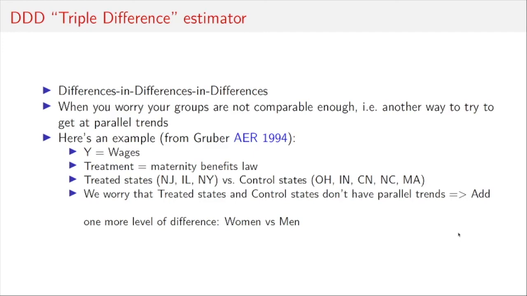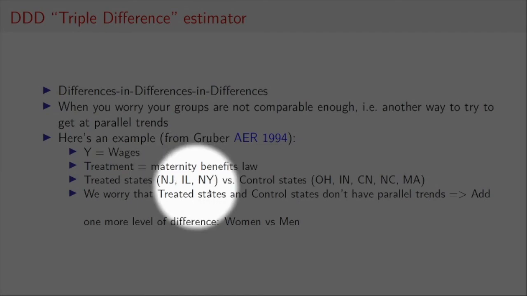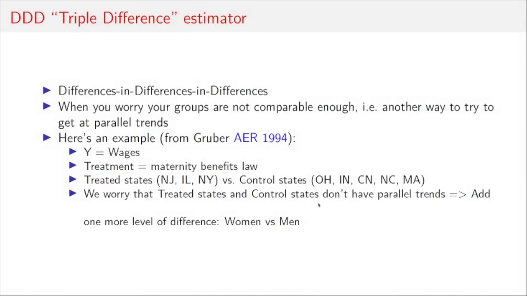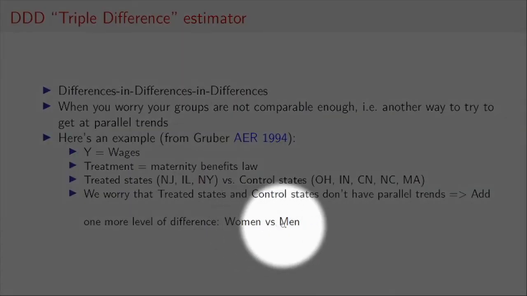Now in this paper you have states that were treated, such as New Jersey, Illinois, New York, that had maternity benefit laws, and control states like Ohio, Indiana, Connecticut, North Carolina, and Massachusetts that did not have maternity benefit laws. Now the worry is that these 3 states are fairly different from those 5 states, and that you cannot actually treat them as if they were having parallel trends in terms of their wages, even without this treatment. And so what do you do? You add one more level of difference, and that level is women versus men.